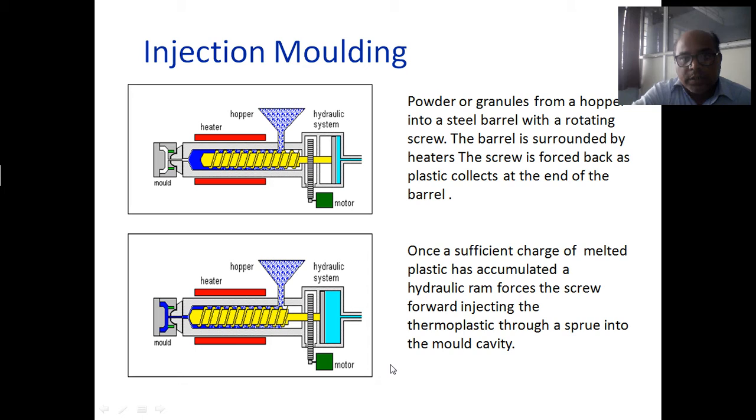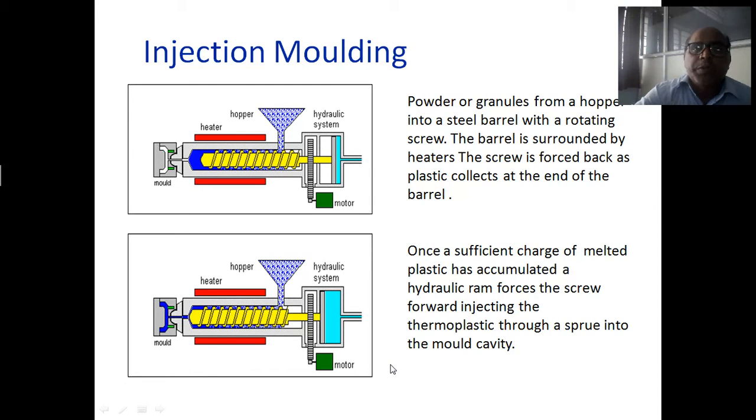Now, in this lecture, we'll see what we mean by injection molding. In the previous lecture on plastic processing, I explained what plastic processing is and what the different plastic processing methods are. One of them, extrusion, has been explained. Now this is another method, injection molding.